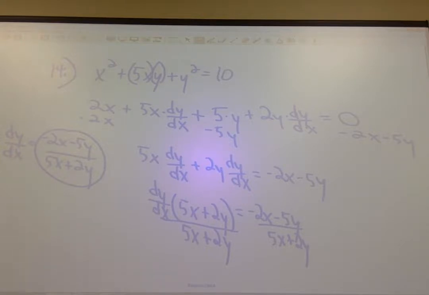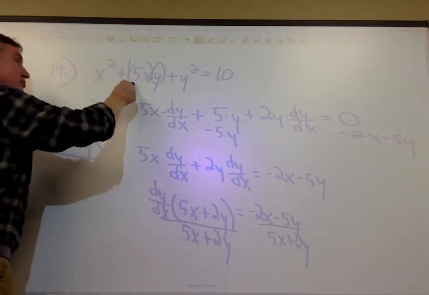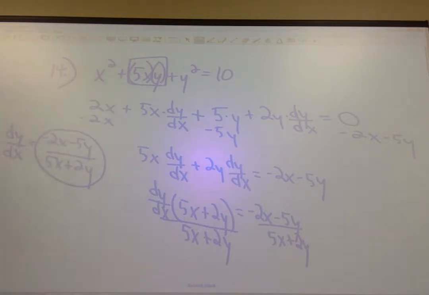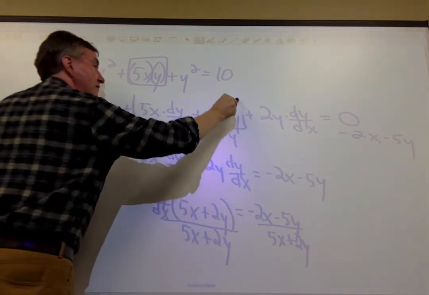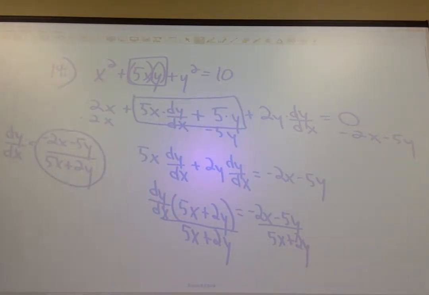Do you see the tricky part? The tricky part was this had to be treated with product rule. It's 5x times y, product of two functions. And that's what usually bothers people about that problem. And when I found that derivative, it was this whole thing, wasn't it? That was the product rule right in the middle. Okay?